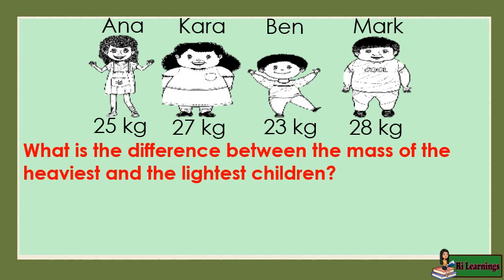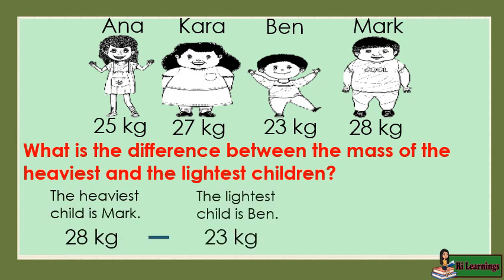What is the difference between the mass of the heaviest and the lightest children? The heaviest child is Mark, 28 kilograms, minus the lightest child, Ben, 23 kilograms, is equal to 5 kilograms.